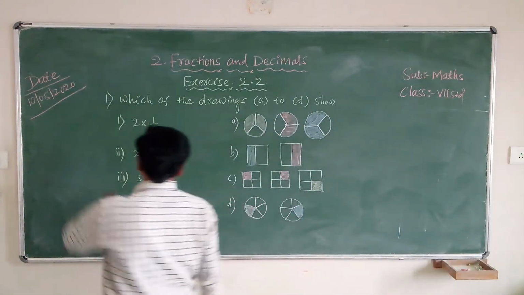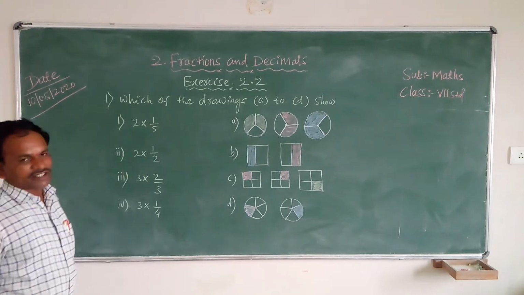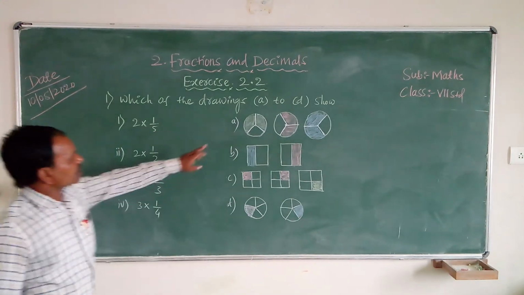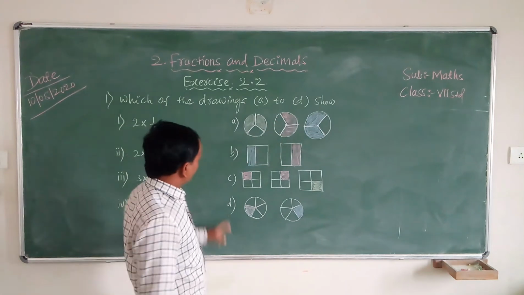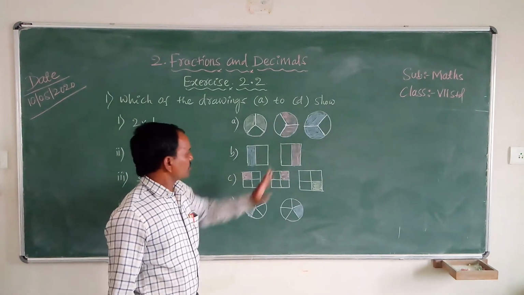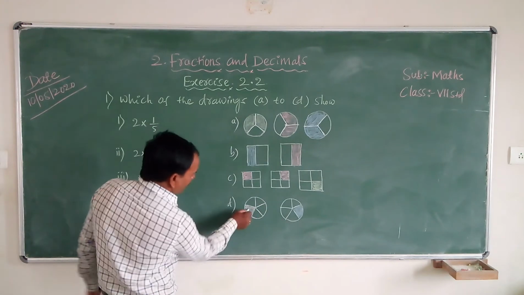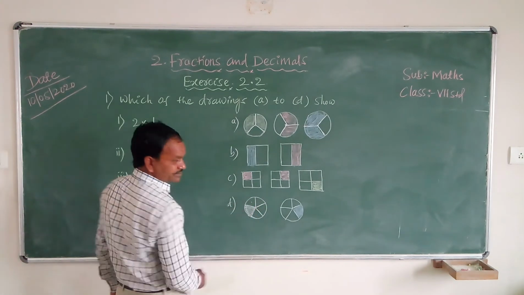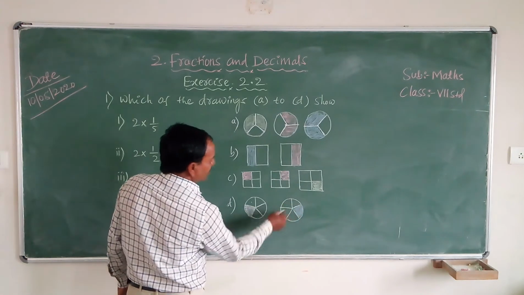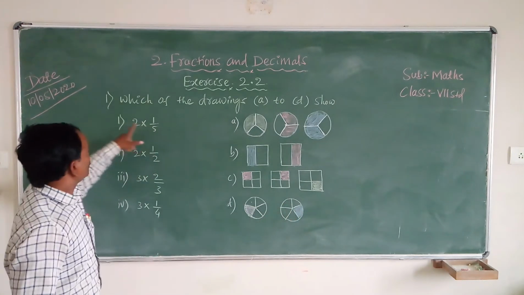First one, 2 into 1 by 5. Where two are colored, read the color. See, here there is 1, 2, so 1 by 2 is there. Here also 1 by 2 is there. Here see 1, 2, 3, 4, 5. So 5 is there. Here also 5 is there. 1 by 5, two colored.